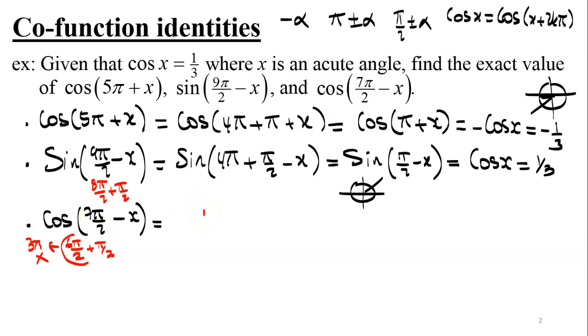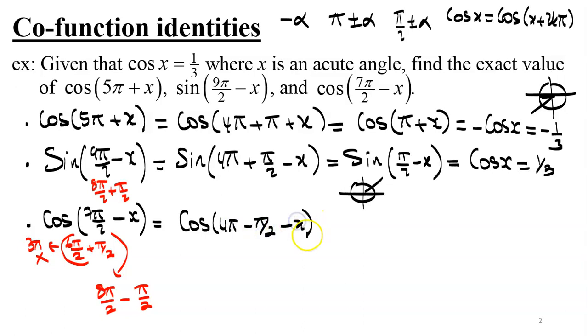Now, there are two possible ways here. We're going to tackle both of them. So we could go for the 8 pi over 2 and consider 7 pi over 2 to be 8 pi over 2 minus pi over 2. So in that case, that would leave me with cosine of 4 pi minus pi over 2 minus x, and the 4 pi can be disregarded as it is a multiple of 2 pi inside cosine, and cosine is 2 pi periodic, which leaves me with cosine of negative pi over 2 minus x.